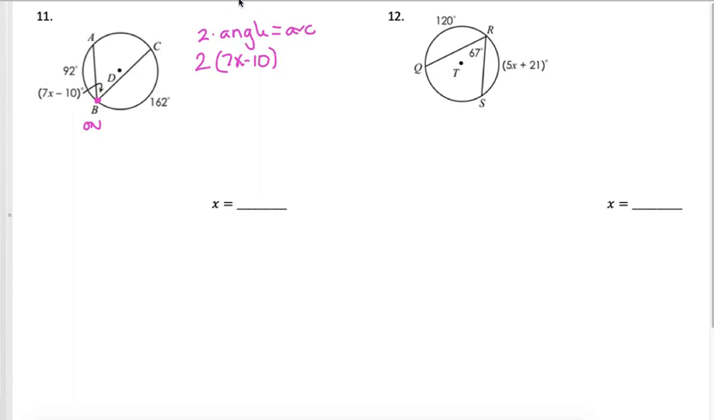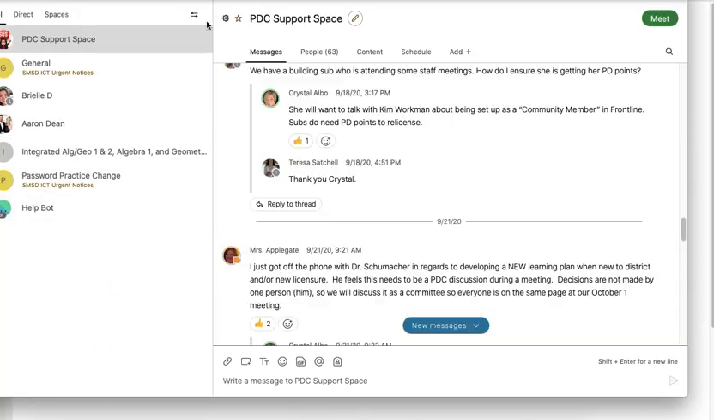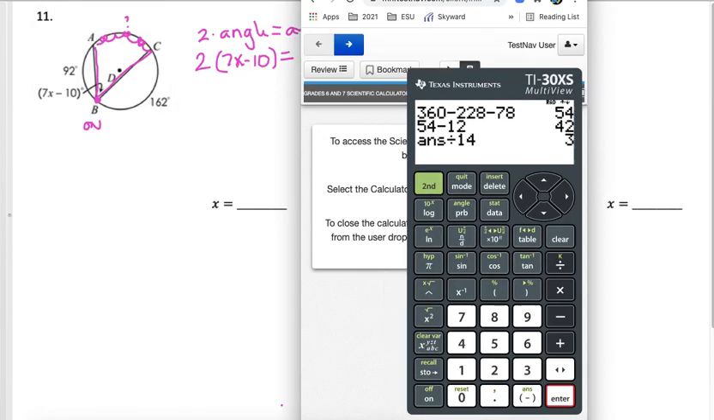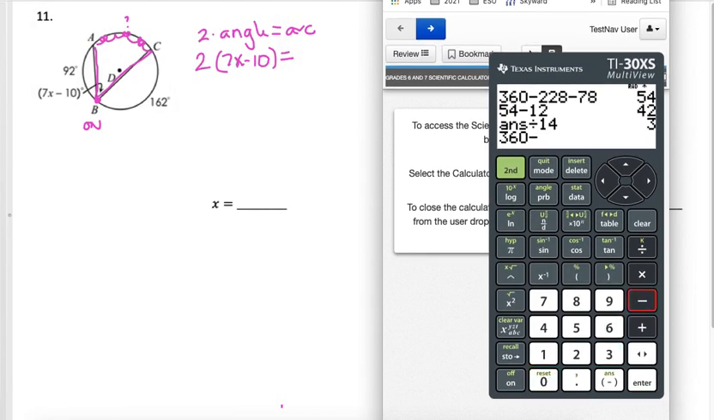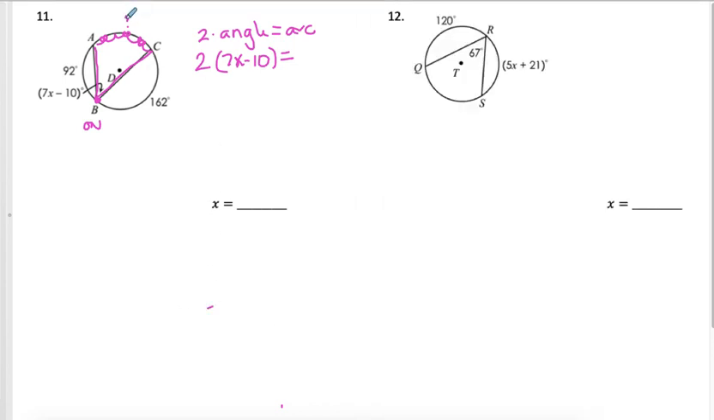So 2 times 7x minus 10 equals, okay, trace out our arc. And then here's our arc that connects it, and we don't know what it is. Again, diameters or manipulate the 360. I don't have a diameter, it's not going through D here. So I'm going to manipulate the 360 by taking the total 360 and subtracting the 162 from this arc and the 92 from this arc. And once I subtract that, I know that that missing arc I didn't have has to be 106.